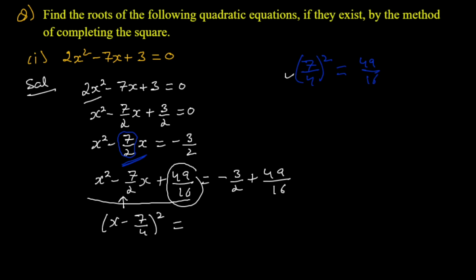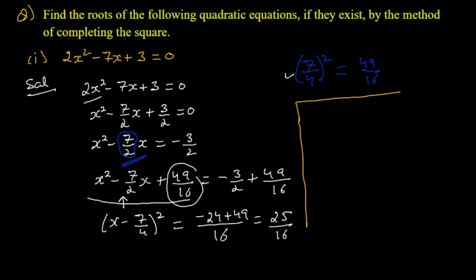This is equal to, now solving the right hand side, you take the LCM. The LCM will be 16. So this goes 8 times, so this will be −24 + 49, which is 25/16. Now writing this on the right hand side, so this will be (x − 7/4)² = 25/16.